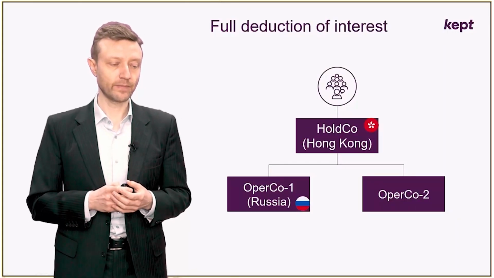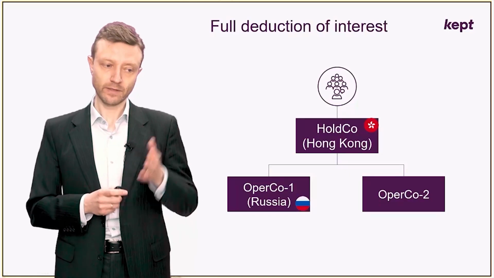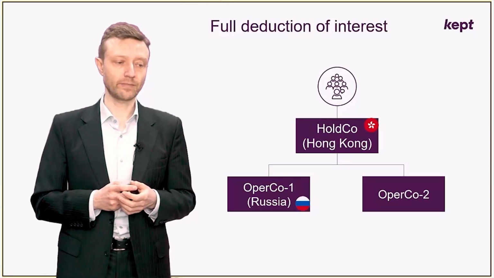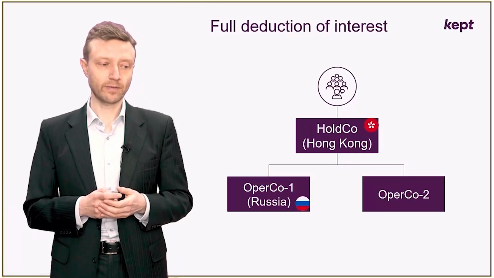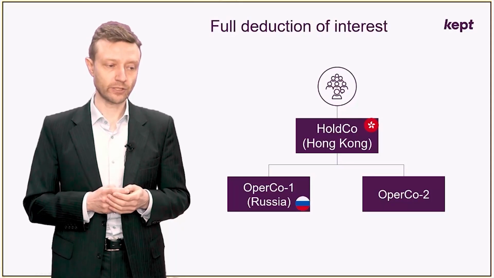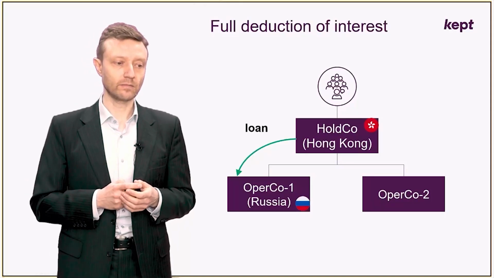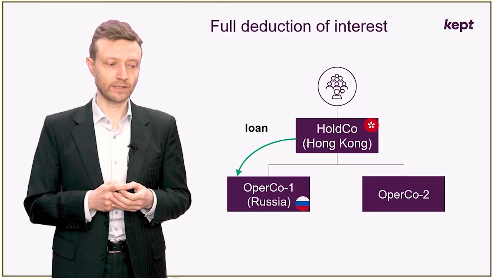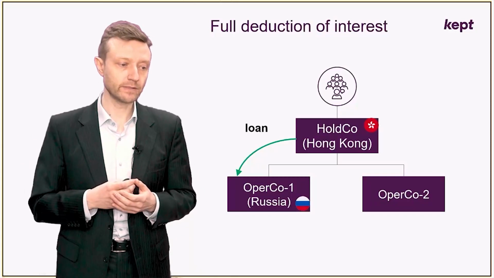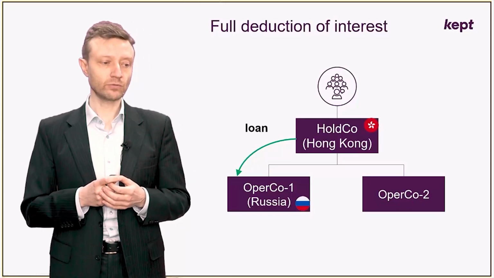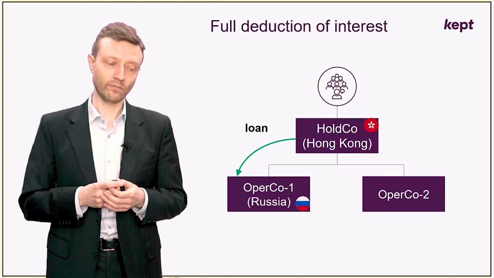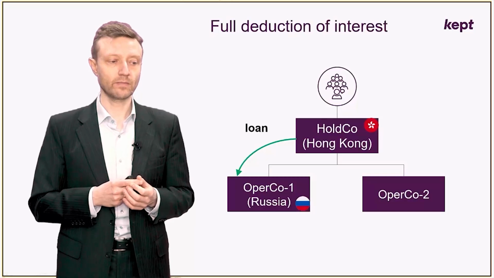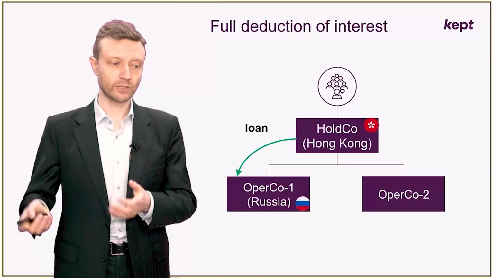Let's consider a structure where there is a holding company, in this case, just for a change, located in Hong Kong, and there is an operating company in Russia, another operating company, but let's focus on Hong Kong and Russia for the time being. Let's assume that there is a loan that the holding company provided to the operating company, and obviously this means that interest is accrued and then paid, hopefully, if there is a source for payment of interest by the operating company, it's paid from Russia to Hong Kong.